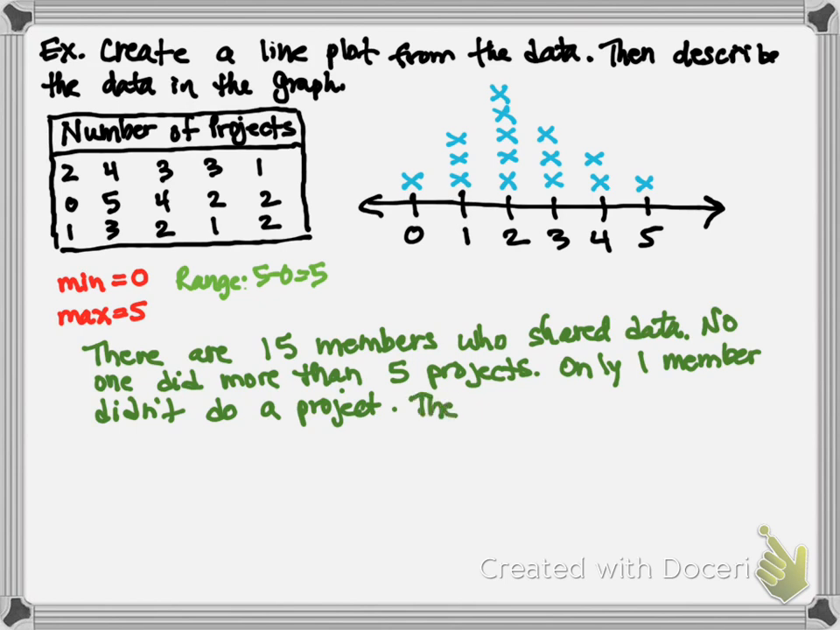The most common number of projects is 2. So now we're talking about mode, okay? So those are some things that you can do as you're looking at your graph, okay? So let's go to the next screen.